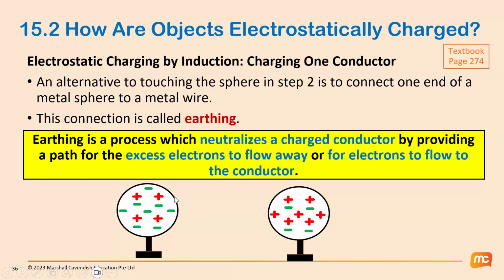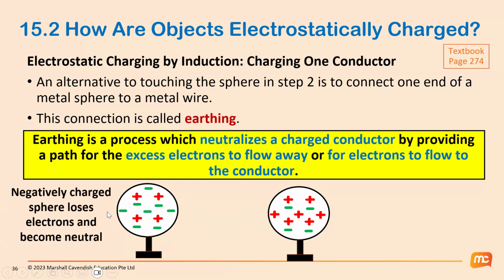Okay, it depends on whether the conductor, over here the white sphere, is positively charged or negatively charged. The main purpose of earthing, the main purpose of connecting to the ground, is to neutralize any object. If you take a look at this picture, I only have 4 plus, but I have a lot of minus. So this is actually a negatively charged sphere. Okay, so now I am going to earth it.